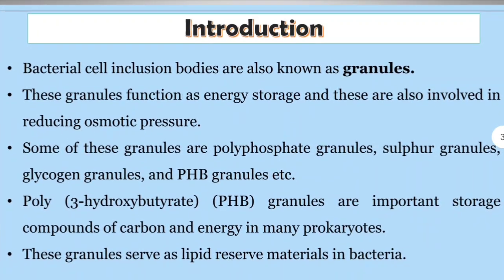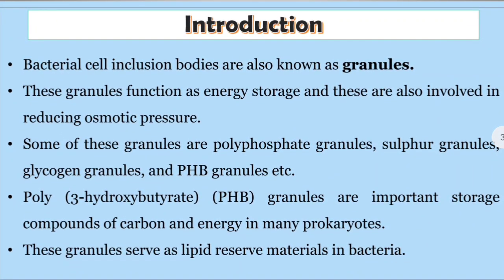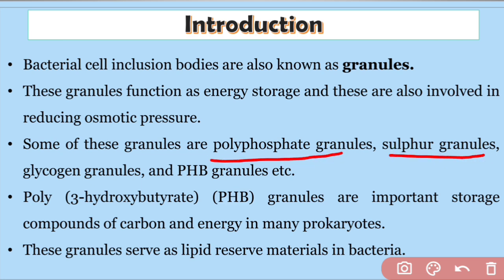Now let us see the introductory part. These PHB granules are an example of bacterial inclusion bodies. What are inclusion bodies? They are some distinct structures which are found inside the bacterial cell. They are also called granules. There are different types of granules such as polyphosphate granules, sulfur granules, glycogen granules and of course PHB granules. Why does bacteria produce such granules? These granules act as reserve food material inside that bacterial cell. These PHB granules are lipid reserve materials. They are also called fat granules.